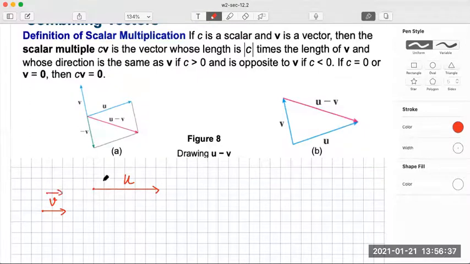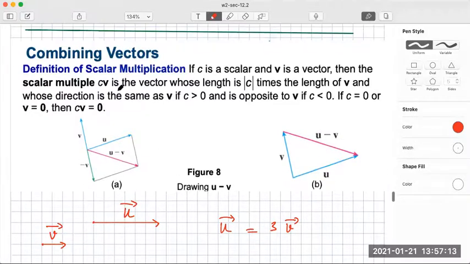According to these two figures, we see that this has 2 units in length, 1, 2. This is 1, 2, 3, 4, 5, 6. So vector U and vector V have the same direction, but the length of U is 3 times vector V. We say that U is a scalar multiple of vector V, where c in this case is 3.